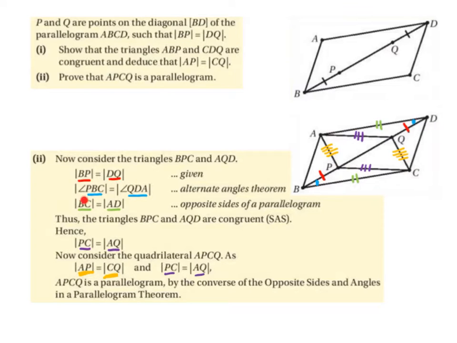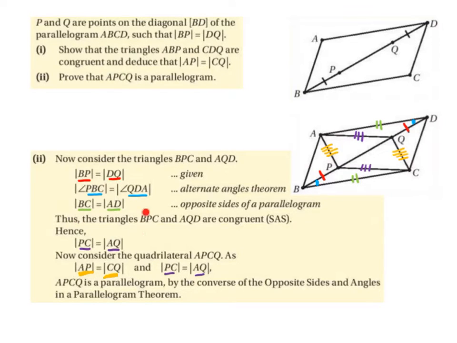Now we're going to look at the length BC and the length AD. They are also equal because they are the opposite sides of a parallelogram. So BC is equal to AD. They're drawn in green with two little lines.